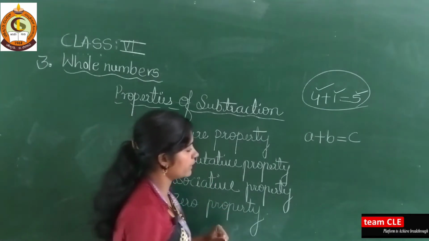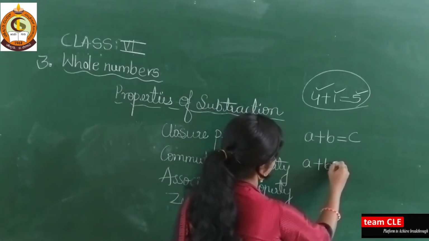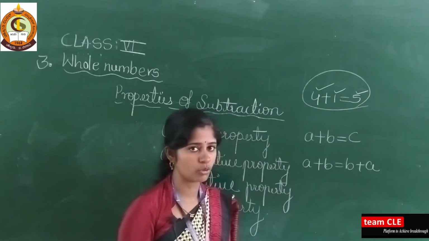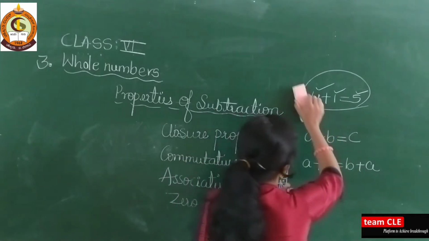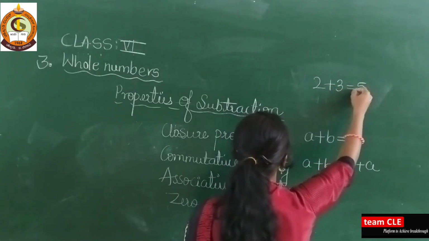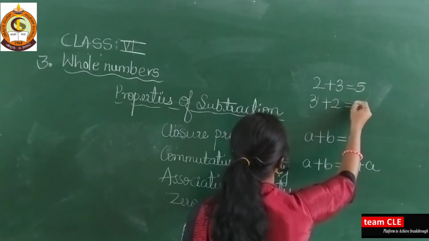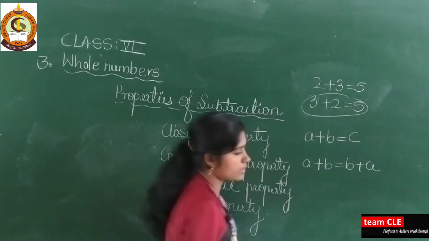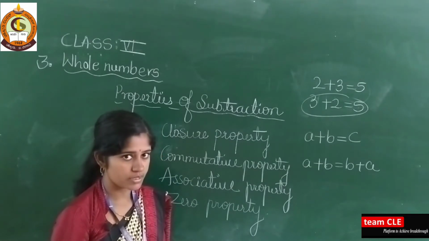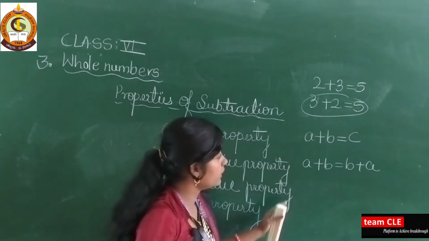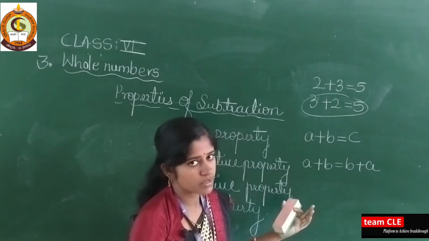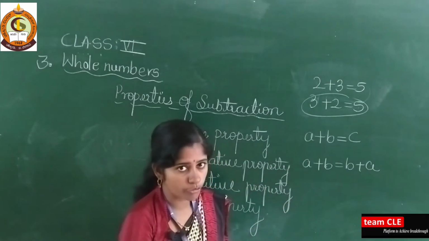Next, commutative property means A plus B is equal to B plus A. Here A means any whole number, B means also any whole number. So what is this? A plus B is equal to B plus A. Take here 2 plus 3. 2 plus 3 is equal to 5 and 3 plus 2 is also 5. Means when we interchange the addends, the sum will not change. So that is the commutative property, isn't it? So here I hope you are getting my point. A plus B is equal to B plus A. You take 2 plus 3 or 3 plus 2, the sum is 5. So that is the commutative property of addition.